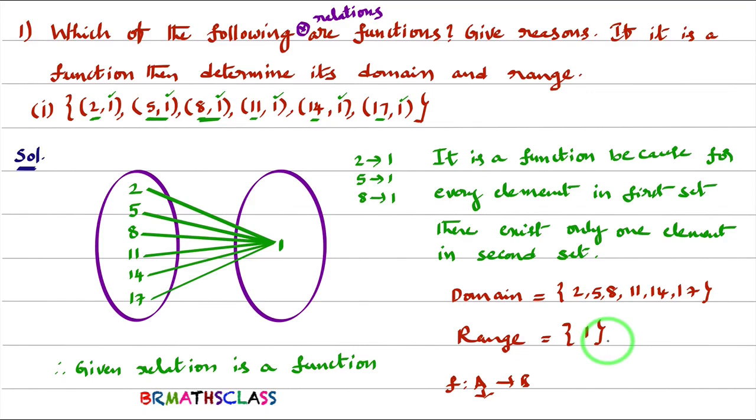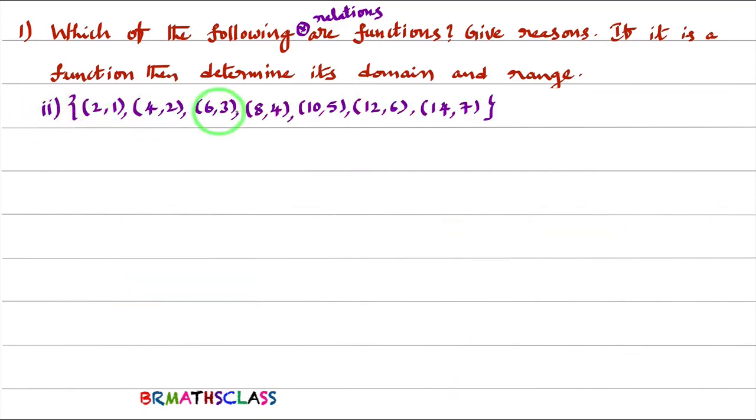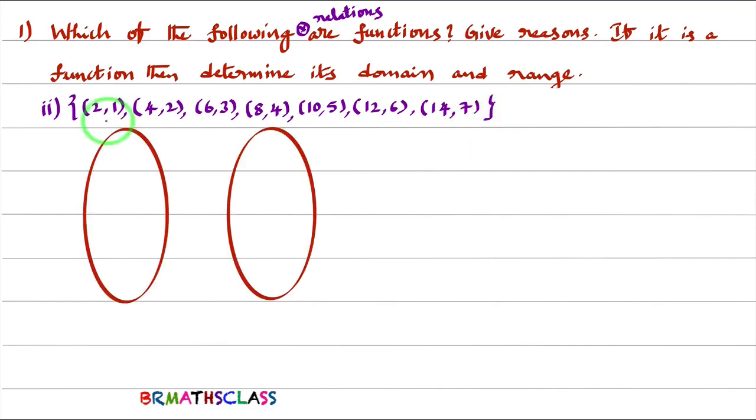Now we'll see the solution of second bit. You observe this is the relation given in second bit. We need to identify whether this relation is a function or not. So I'll go with arrow diagram so that we can easily discuss whether it is a function or not. You observe here from this relation we know that all these first elements are in which set? All these first elements are in first set. So I'll write all these first elements in the first set. And we know that all these second elements in ordered pairs are in second set. So I'll write all these second elements in second set.